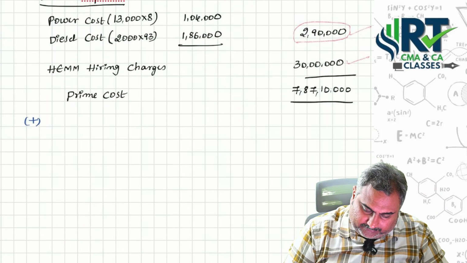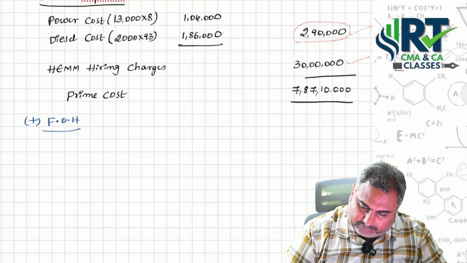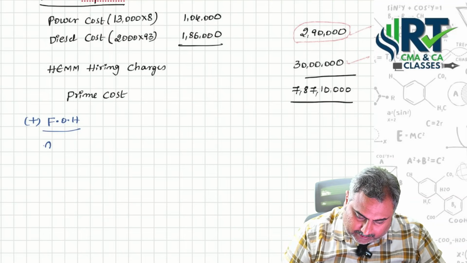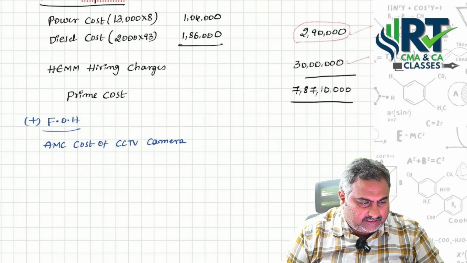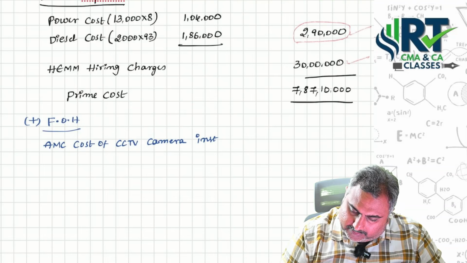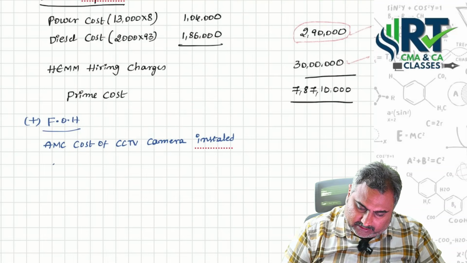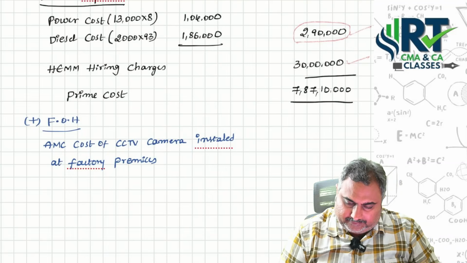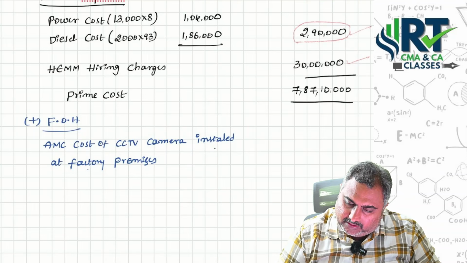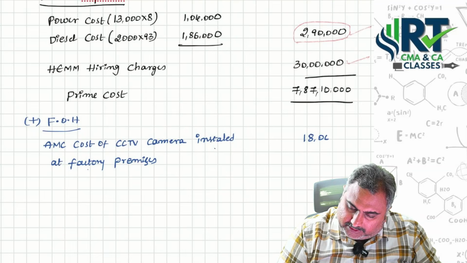We will add factory overheads. So under that, AMC cost of CCTV camera installed at factory premises. How much per month? 18,000 itself.